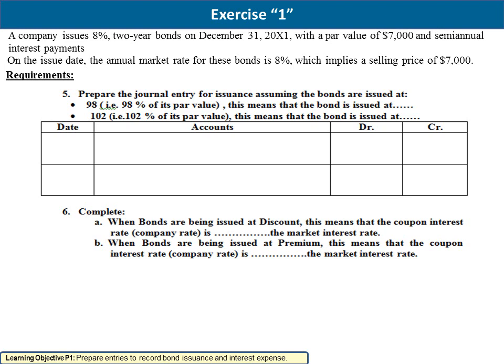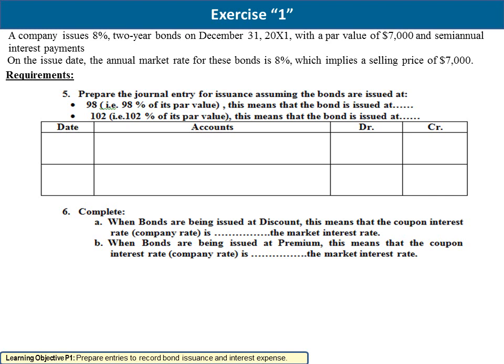Now we are going to change this condition by referring to requirement 5. Let us see requirement 5. Prepare the journal entry for issuance assuming the bonds are issued at, first case, $98 per bond. This is the selling price or the issuance price, which represents 98% of its par value. So this means that the bond will be sold at a price below its par value. We will treat par value as equal to 100%. So when we say 98%, this means below the par value, below 100%. So why will the company sell bonds at a price below its par value?